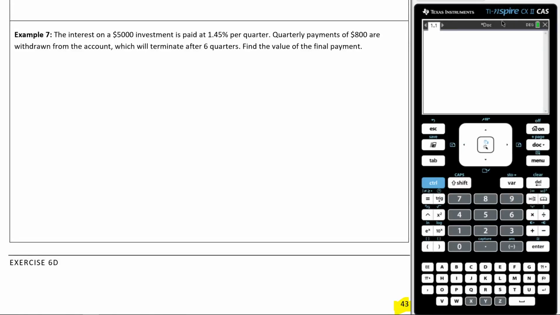All right, we've got a tricky little question on our hands here. Let's see what it says. It says the interest on a $5,000 investment is paid at 1.45% per quarter. Stop right there. Alarm bell should be going off.